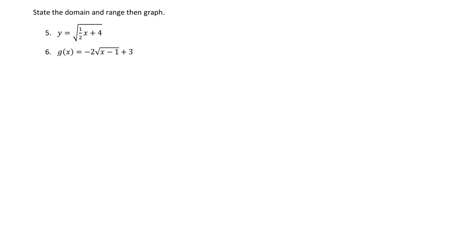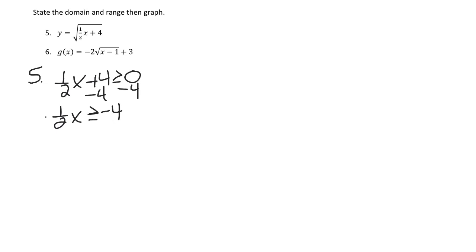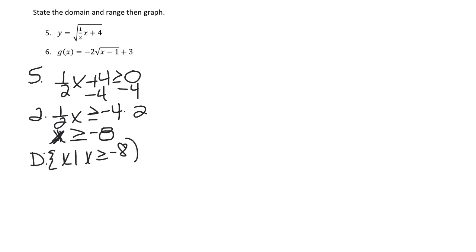State the domain and range, and then graph. So for number 5, to find my domain, I'm going to take the radicand, what's underneath the radical, set it greater than or equal to 0, and solve this. So subtract 4. 1/2 x is greater than or equal to negative 4, times by 2, and x is greater than or equal to negative 8. So my domain is x such that x is greater than or equal to negative 8.